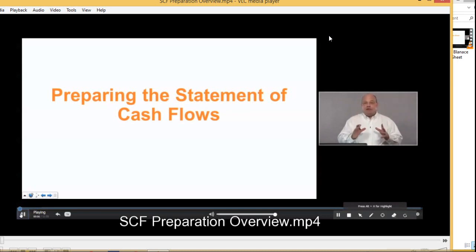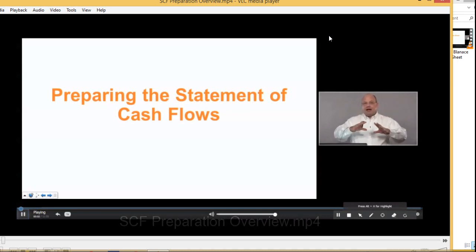Preparing the statement of cash flows. What we're going to look at here is kind of an overview of the process of preparing the statement of cash flows. We're not going to get into all of the details yet, because if we understand the process, it's going to make those details a lot easier to put together to come up with the statement of cash flows as we need it to be. When we're talking about preparing the statement of cash flows, we have some very good news as kind of a starting point.